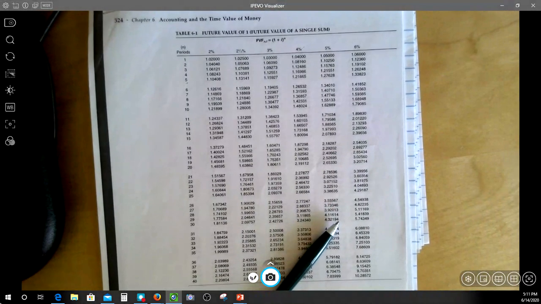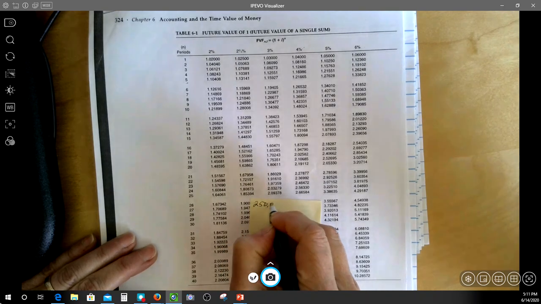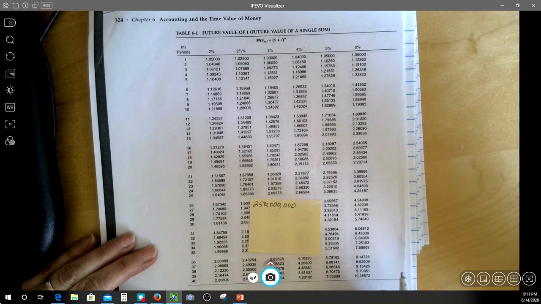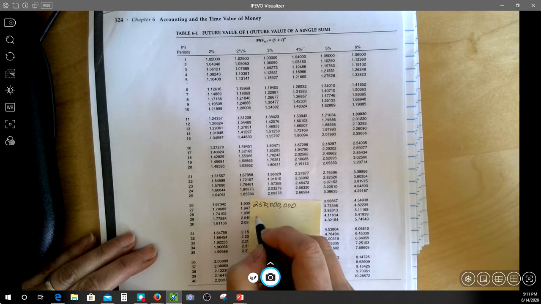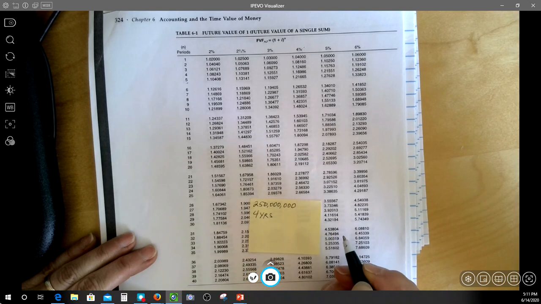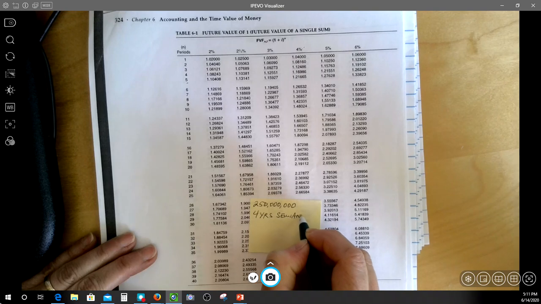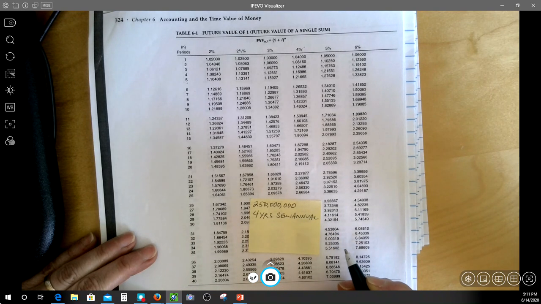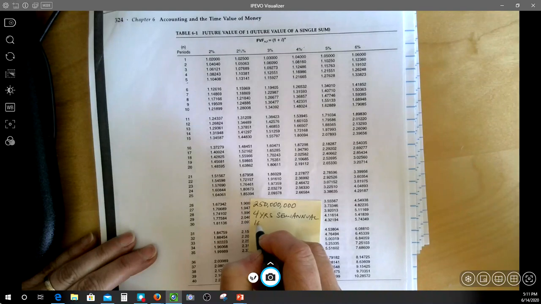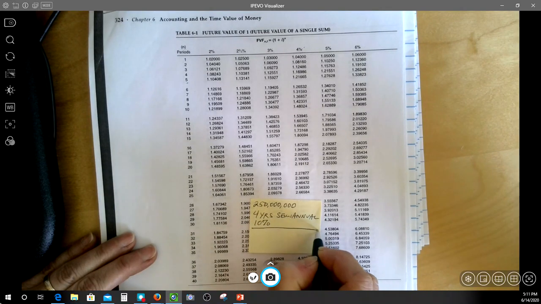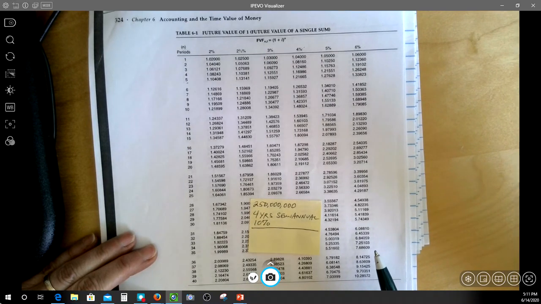Let's use our table here. All right, so here are our factors. So we've got 250 million. Right? And so they're going to need it in 4 years. And it's compounded semi-annually. And it is at 10%. All right, so let's find our future value factor here.